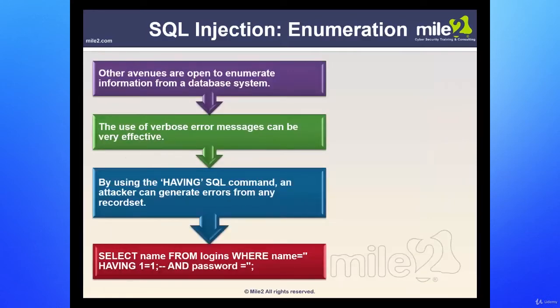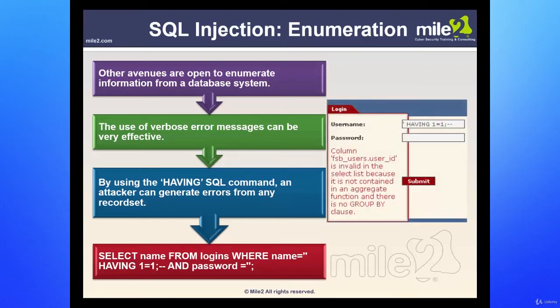Now, we generally would get this through error messages and so forth. So the use of verbose error messages will actually assist us in putting in additional SQL queries, right? So by using the having SQL command for this particular instance, an attacker can generate errors from any record set, and again, this will give us an additional record set that we can then use. Then we go from one to the other to figure out what is actually going on, what current rows and columns we have in that database, and from that we can maneuver on to the next statement that we want to do.